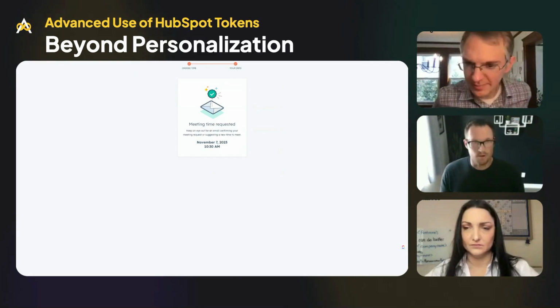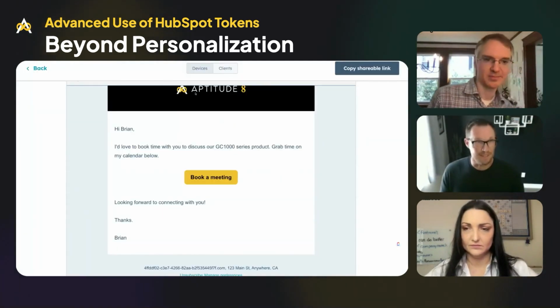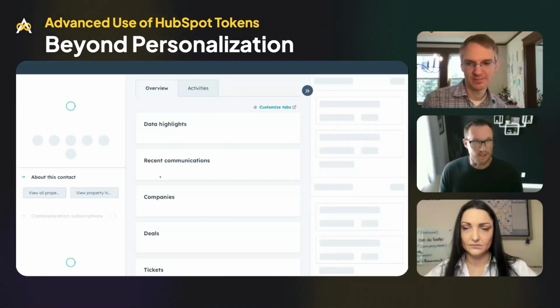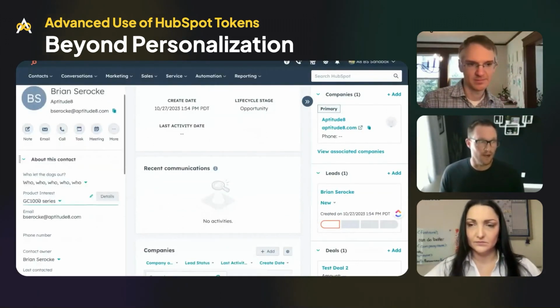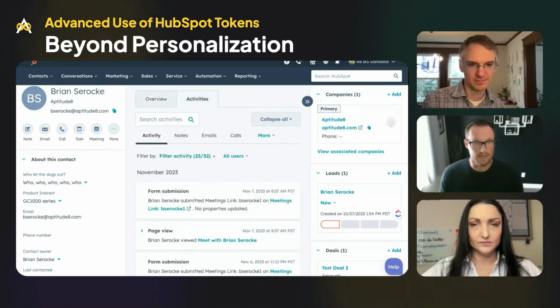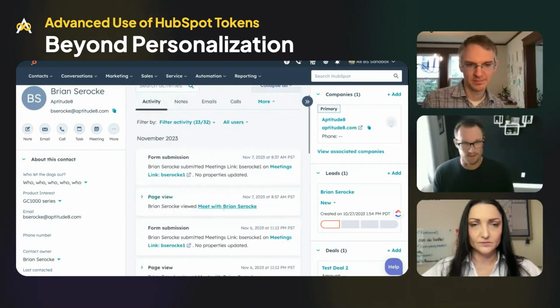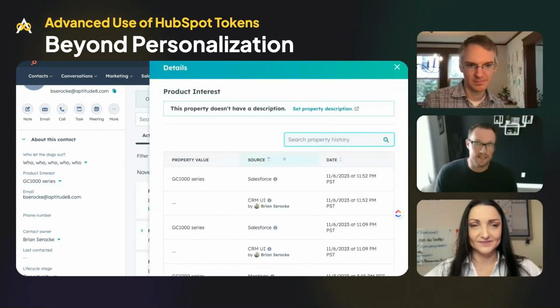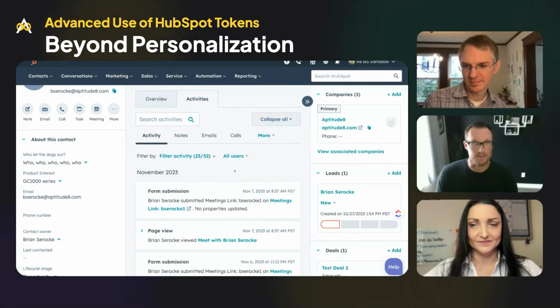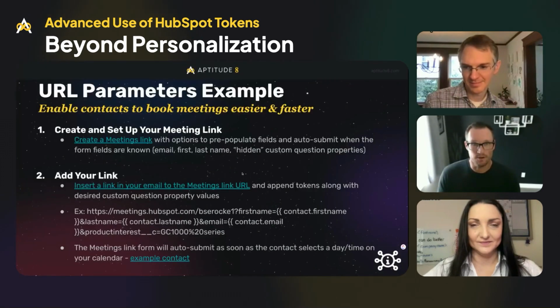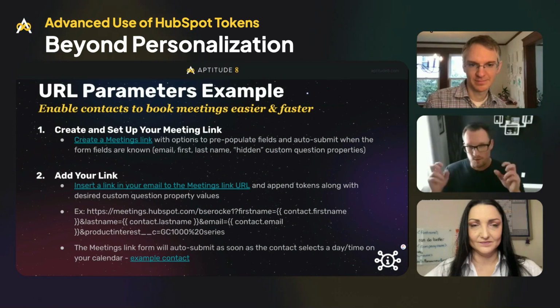And so now when we go over to, I just got my email that I got a meeting booked with me. But when we go to that example contact here, we can see here that their product interest was set to GC 1000 series, and they just submitted this form. Obviously, there's no properties updated because I've done this a couple of times to test it, but we get this updated here based on that form submission. So it makes it easier for your prospects or your leads to fill out a meetings link if you are directing them to a specific type of product or some type of value that you want to pass and make it quote unquote hidden, even though you can't do that within a meetings link itself.